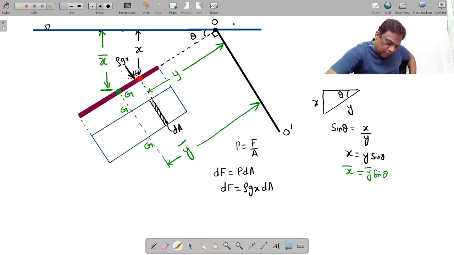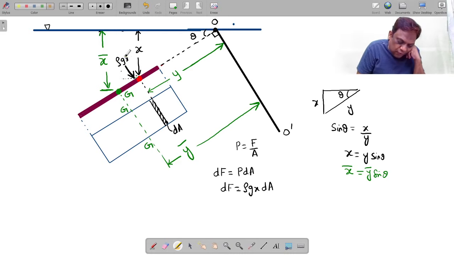So what is the moment? Rho gx is the pressure, and for this it is perpendicular. So what is the moment of this small force about OO dash? It will be rho gx into y. I repeat, this is rho gx, which is only pressure. If you want force, I will multiply this with dA. So if I multiply with dA, this is the force.